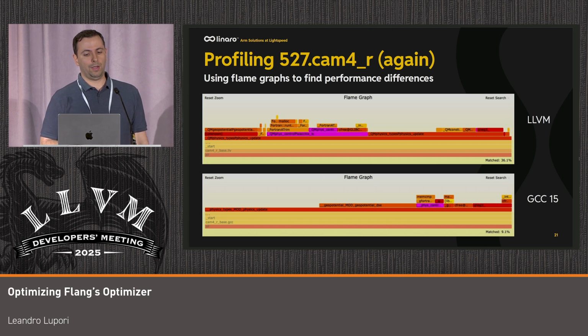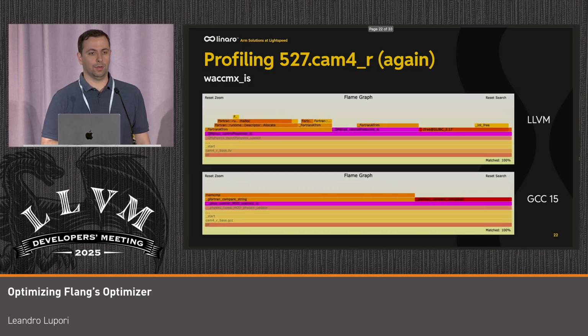One that was identified was WACCMX-IS. We can see when comparing the two flame graphs that the time spent in the version compiled with LLVM is significantly slower. Zooming into it, we can see that in LLVM, some calls are made to trim and free, while in GCC, it has only a single call to the Fortran compare string runtime function.